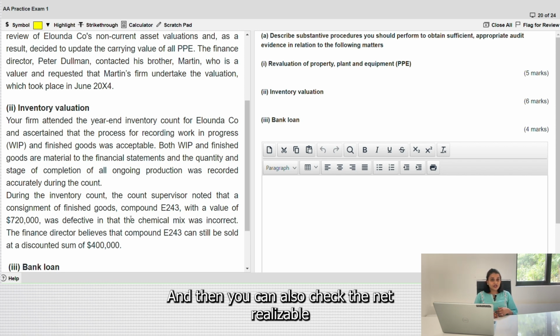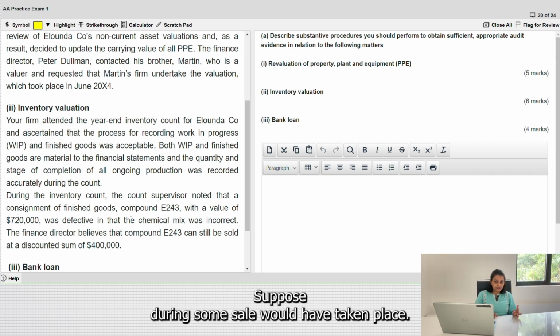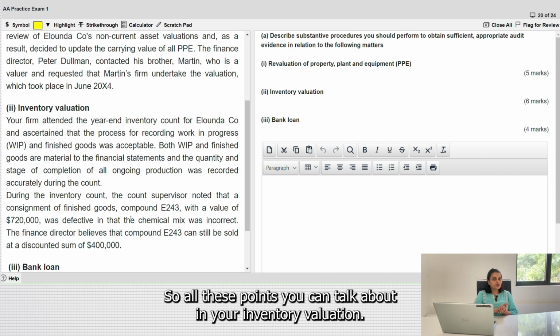And then you can also check the net realizable value by my subsequent sale. So post year end some sale would have taken place. So at what value has this sale taken place? That way you can determine your net realizable value. So all these points you can talk about in your inventory valuation.